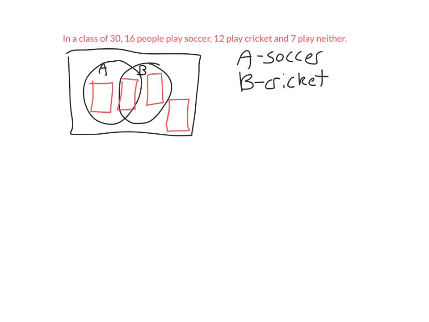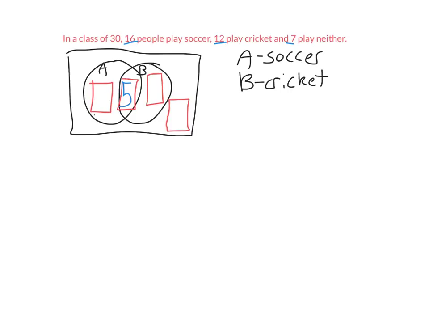You might be thinking I've gone crazy because 16 plus 12 plus 7 doesn't equal 30. It's more than 30. It's 35. But that is possible if I've double counted some people. However many you have over counted is how many are in both. So 16 plus 12 plus 7 is 35. That means I've counted 5 people twice. That means there are 5 people who play both.